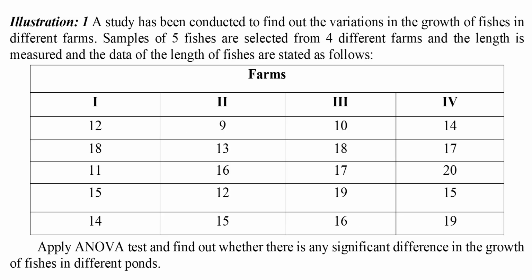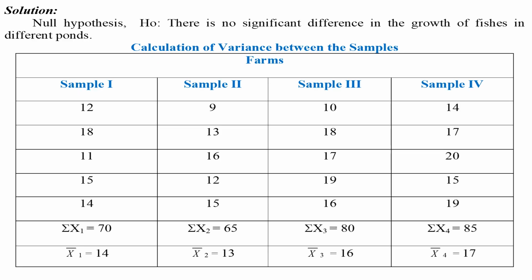Illustration 1. A study has been conducted to find out the variations in the growth of fishes in different farms. Samples of 5 fishes are selected from 4 different farms and the length is measured, and the data of the length of fishes are stated as follows. Apply ANOVA test and find out whether there is any significant difference in the growth of fishes in different ponds. Solution. Null hypothesis: there is no significant difference in the growth of fishes in different ponds.